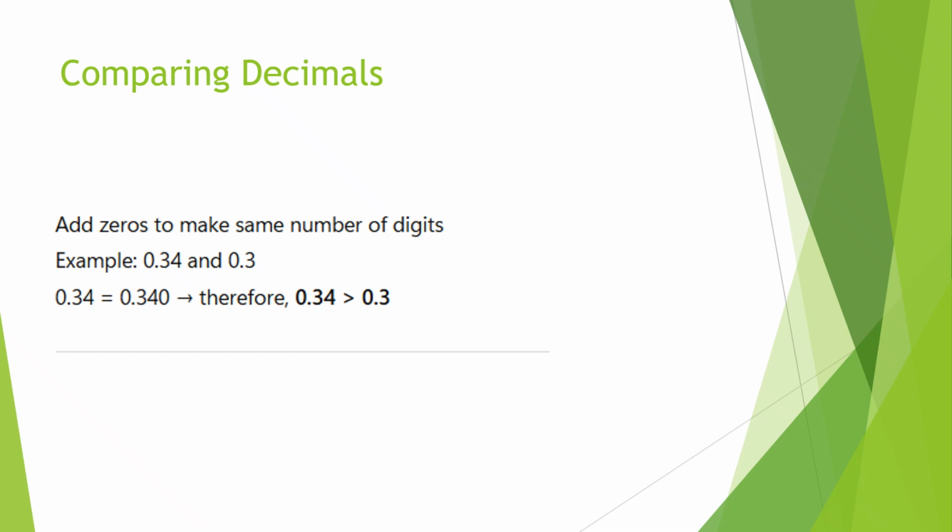Next, comparing decimals. How will you compare decimals? Add zeros to make the same number of digits. Example, 0.34 and 0.3. Then 0.3 equals 0.30, and 0.34 is greater than 0.30. Therefore, 0.34 is greater than 0.3.